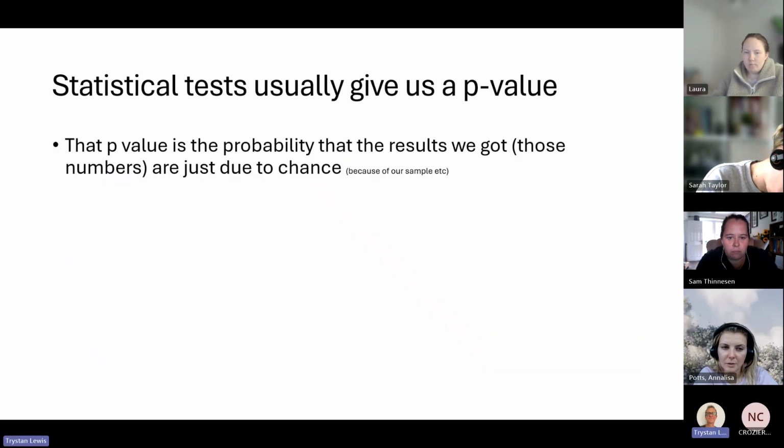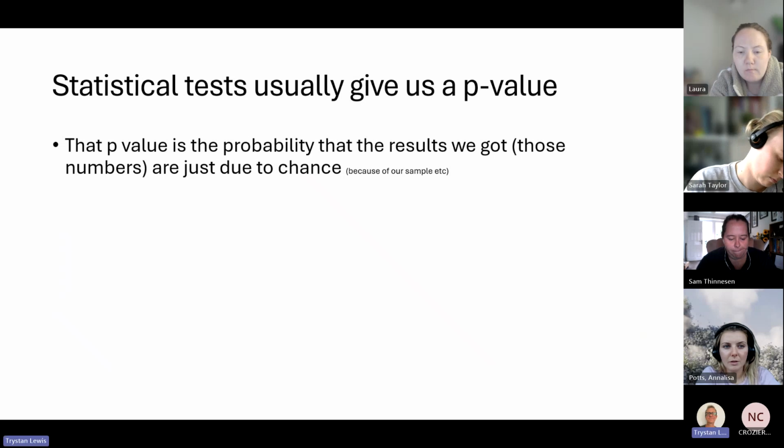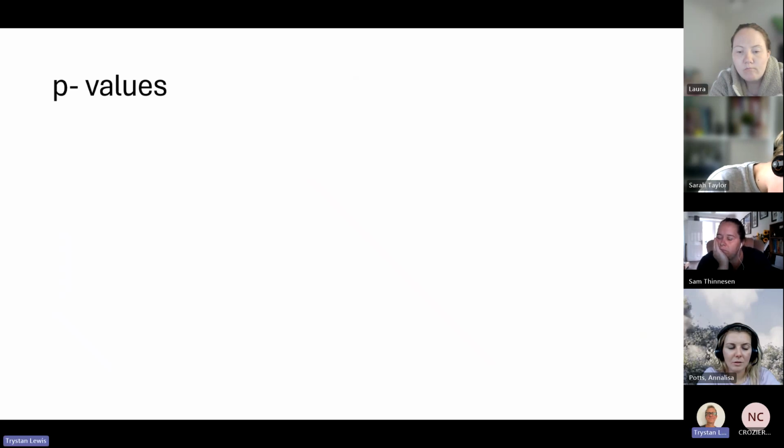Now then, those statistical tests spit out a number in the end, and that number is called a p-value. And that p-value is the probability that the results we got, the differences in the means or whatever, are just due to chance. Because we had a little sample of footballers, we had a little sample of basketball players, we had a little sample of this, whatever. So what's the probability that although they look different, it's actually just due to chance? Then these p-values, they're a probability.